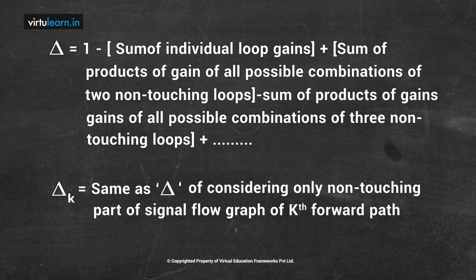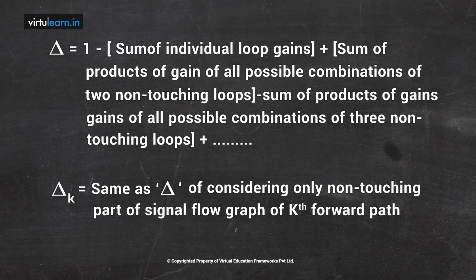Any two loops that are non-touching to each other are called two non-touching loops. So the second term is the sum of loop gains of two non-touching loop pairs, minus again the same thing for 3 non-touching loops, 4 non-touching loops, 5 non-touching loops, and so on. It all depends on how many non-touching combinations are possible in a given signal flow graph. This is what delta is.